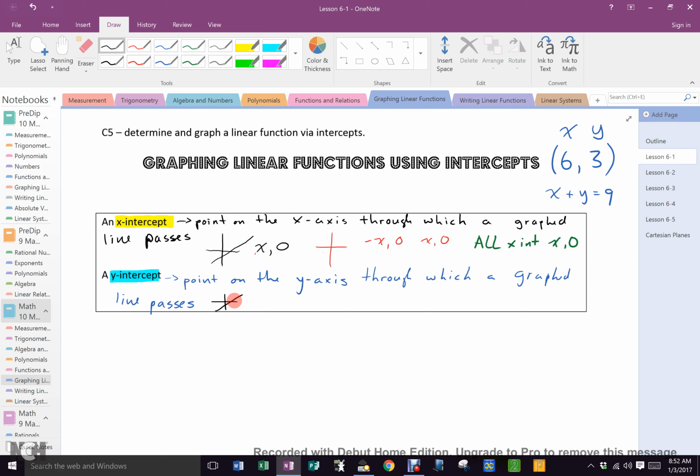If the x-intercept is x, 0, what's the y-intercept? 0, y. All y-intercepts are 0 comma y. Is everybody good with that?